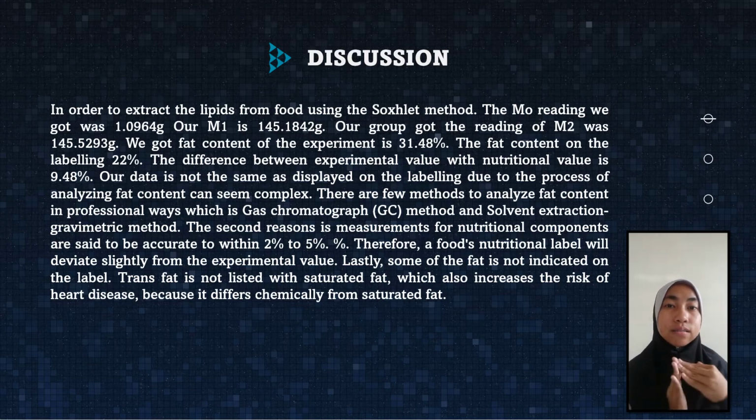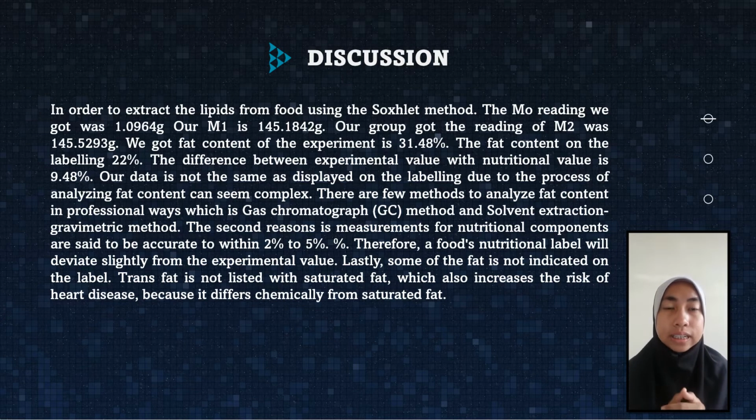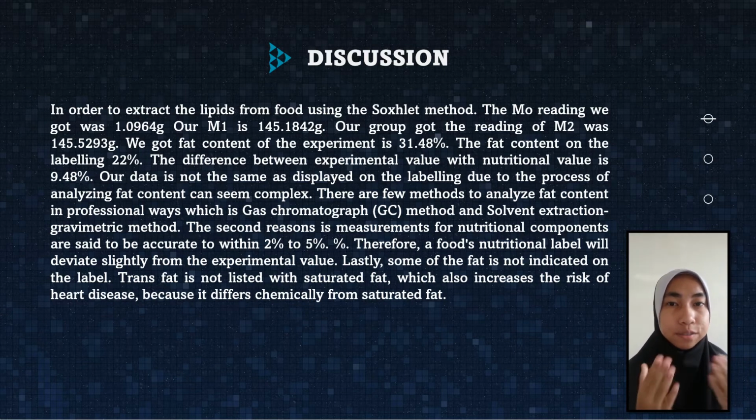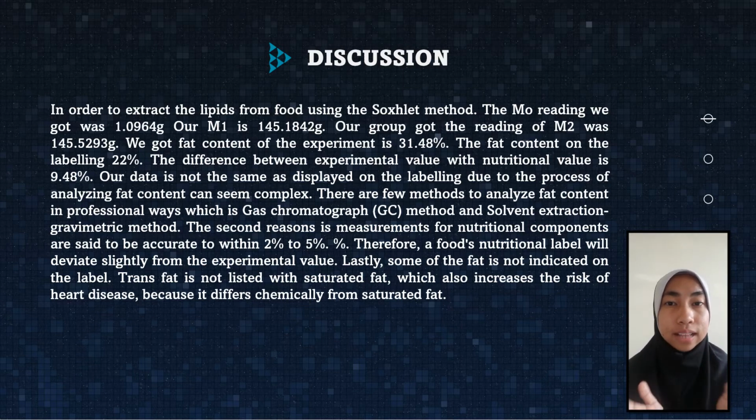So in order to extract the lipids or fats from foods using the Soxhlet method, first we must take the sample. For our experiment, we take 1 gram. First, the sample is dried, ground into tiny pieces and put in a porous thimble. The apparatus primarily consists of a flask, an extraction chamber, and a condenser. A thimble is used to hold the sample.